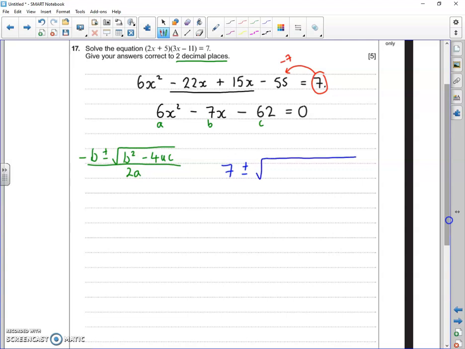Then we've got to do B squared, and when B is a minus number and you want to square it, to make that work on the calculator, you'll need to put the minus 7 in a bracket, otherwise you'll get a wrong answer. Then take away 4 times 6 times minus 62. Don't forget about the minus on the 62. All divided by 2a, so that's 2 times 6. Do it once with a plus and once with a minus, and you should get 3.85 for one of your solutions, and minus 2.68 for your other solution.